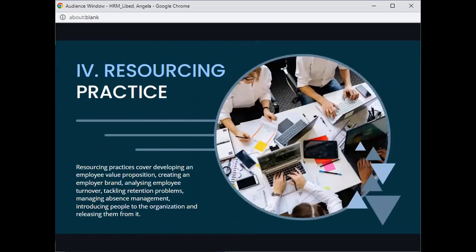Next is Resourcing Practice. Chapter 19, Resourcing Practice. So, resourcing practices cover developing an employee value proposition, creating an employer brand, analyzing employee turnover, tackling retention problems, managing absence management, introducing people to the organization, and releasing them from it.